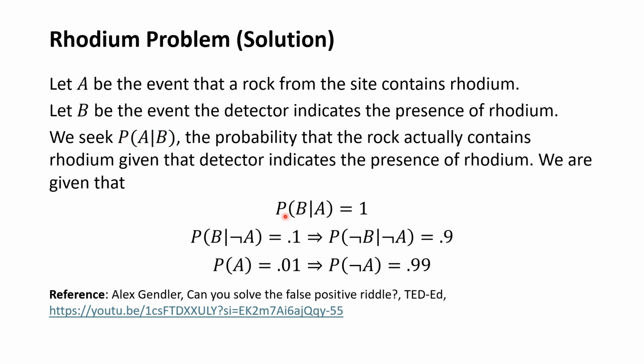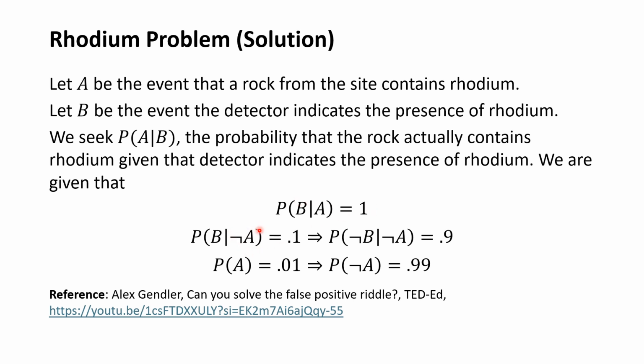So the probability of B given A is 1, right? That was the thing about the detector being 100% accurate. If a rock actually does contain rhodium, it always gives you the positive result. So that's 1.